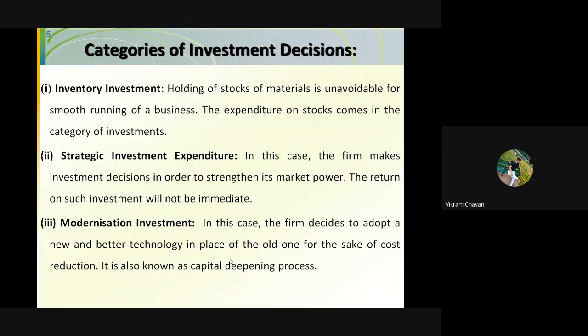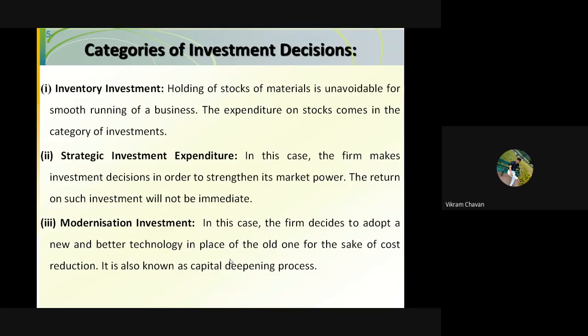So in this case, the firm makes an investment decision in order to strengthen its market power. The return on such an investment will not be immediate. We will not get the returns immediately. It will require some time to occupy the market share related to that particular decision or that new stream. Once the proper market share is occupied by the industry, then the profit will start. So the return on such an investment will not be immediate.